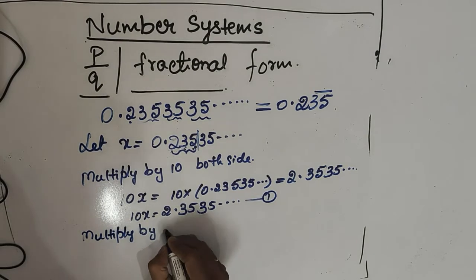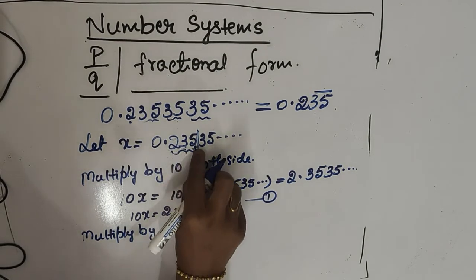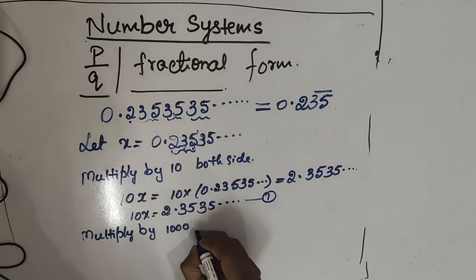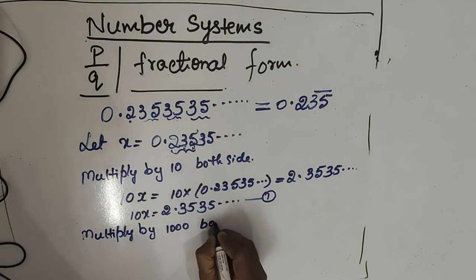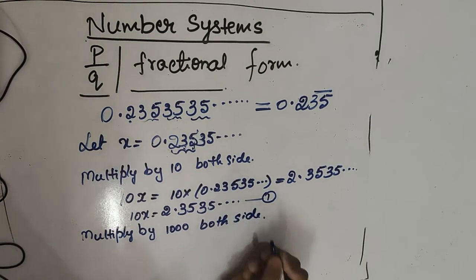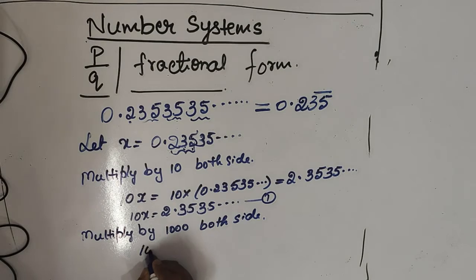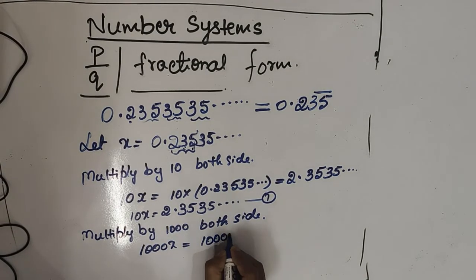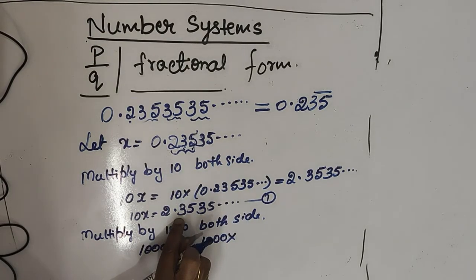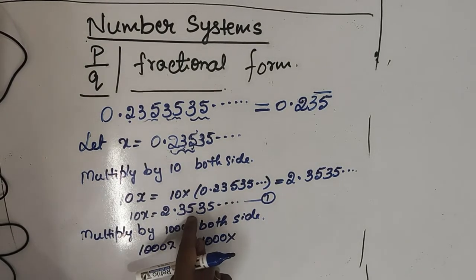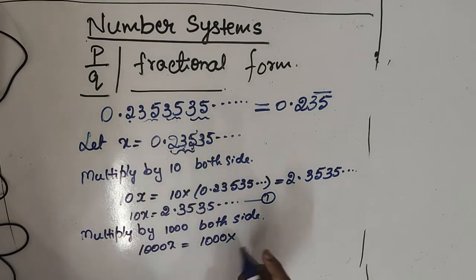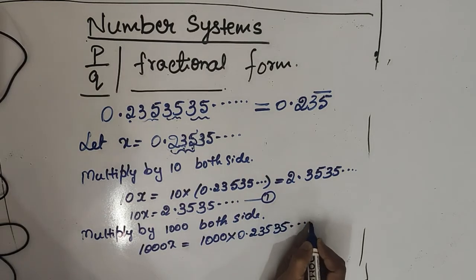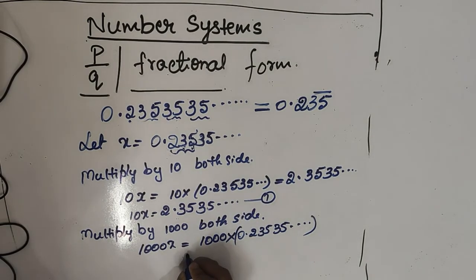Multiply by 1000. 3 zeros. 1, 2, 3. 1000. Okay? To both sides. Yes, I multiply. 1000x is equal to 1000 into the original question you have to take, not this one, the changed question. This one step is finished. Now again don't take this question here. You have to take the original question. 0.23535 and so on. Okay?